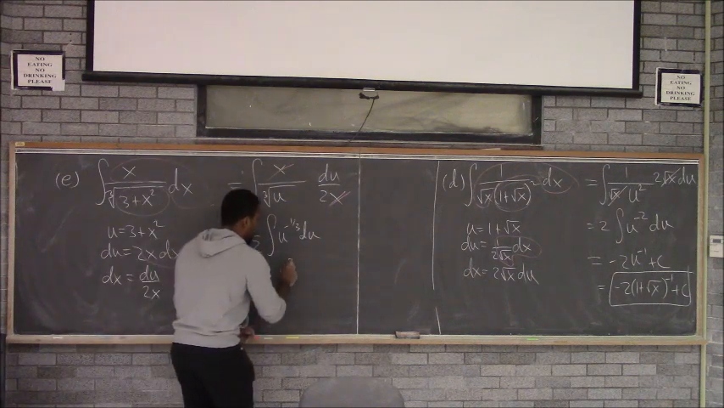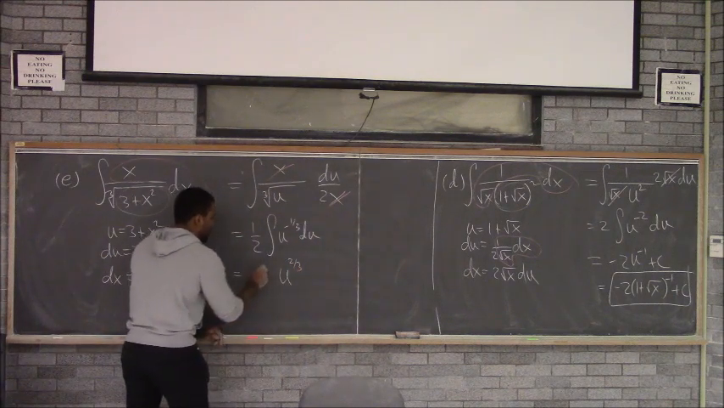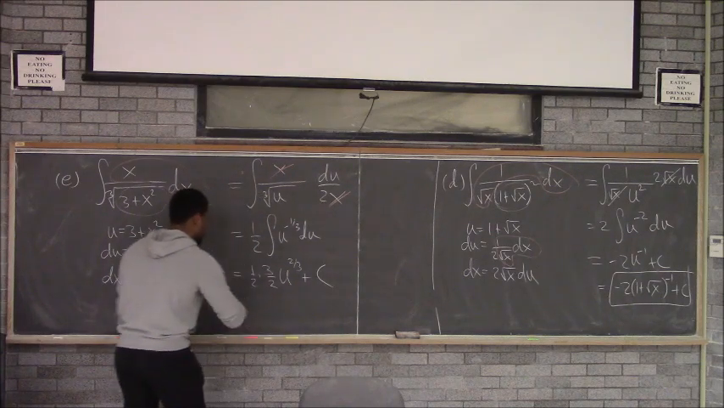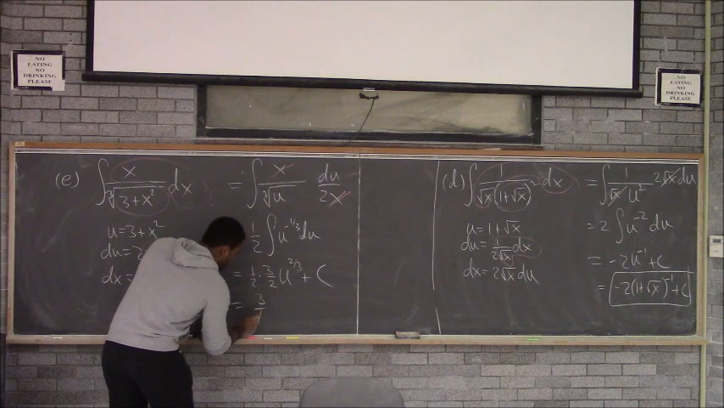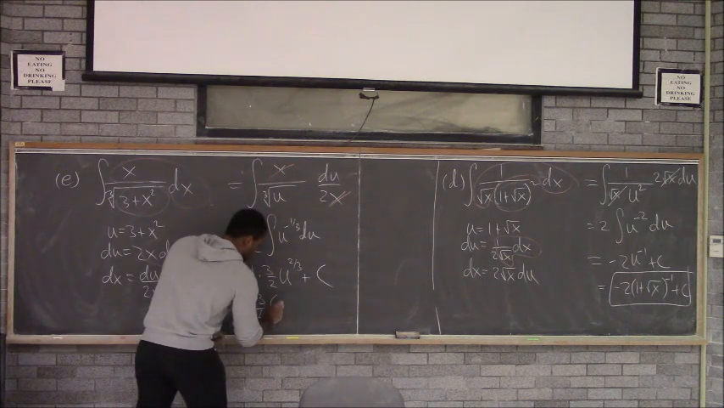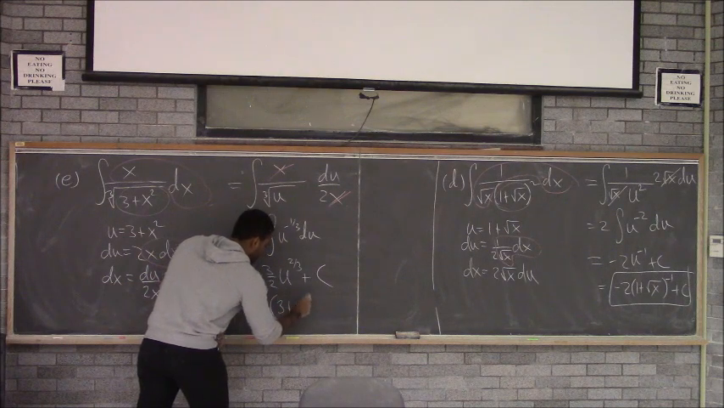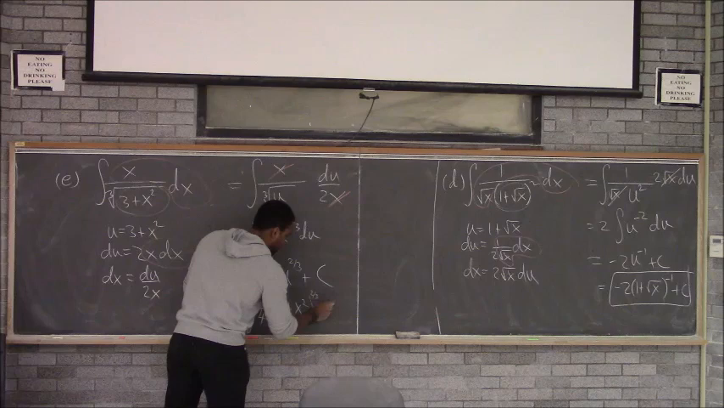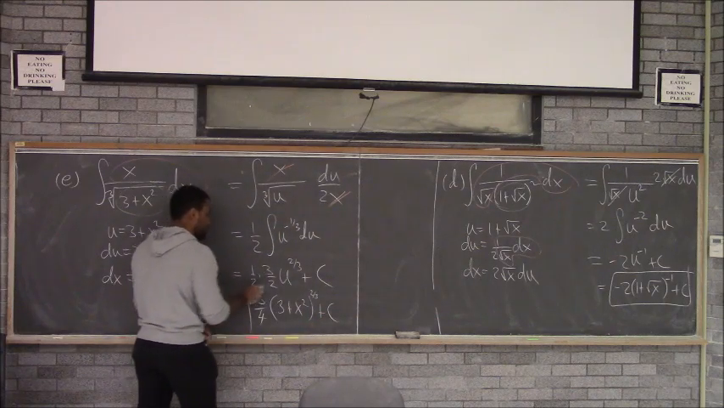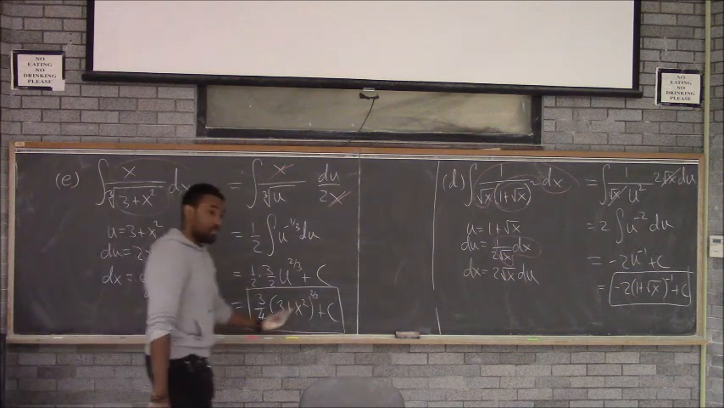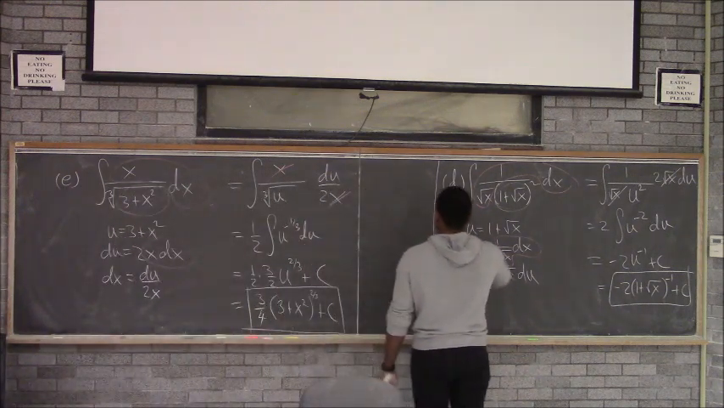Add 1 to the power, you get 2/3. Divide by the new power, you get 3/2. So here I get 3 over 4. I'm going to replace the u with the thing I plugged into the original, 3 plus x squared, to the 2/3 plus c. That's the answer. You can differentiate that and check that that would be the answer.